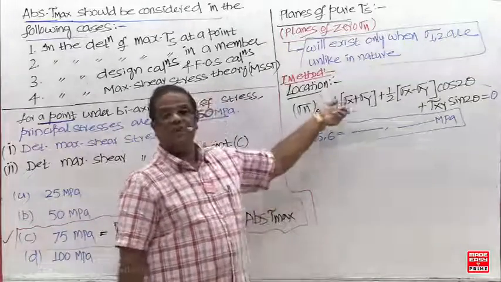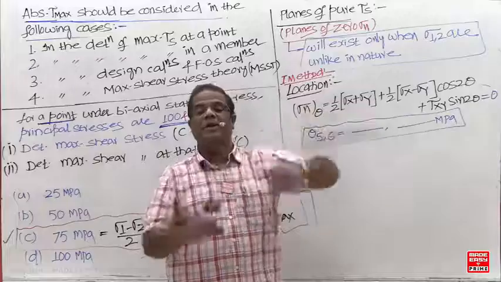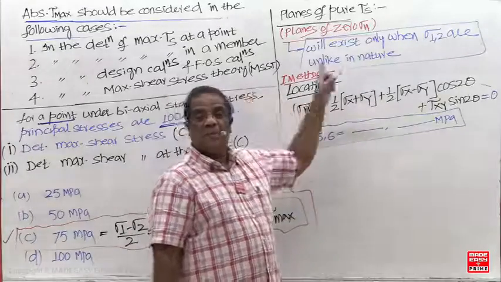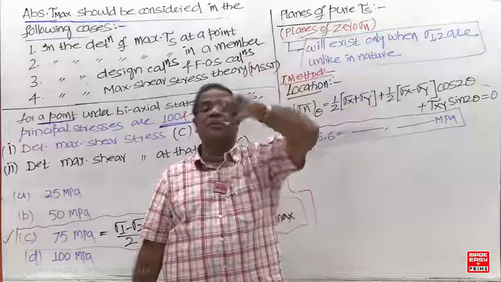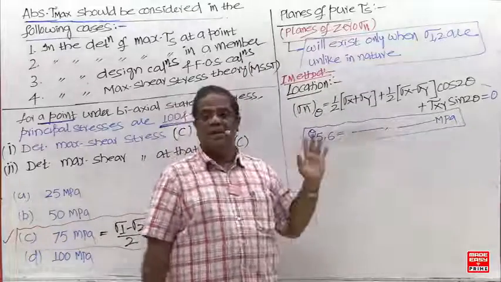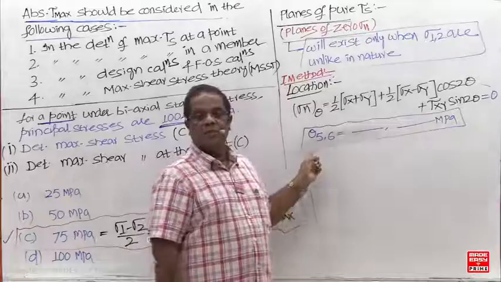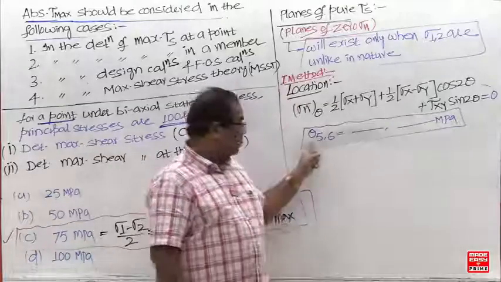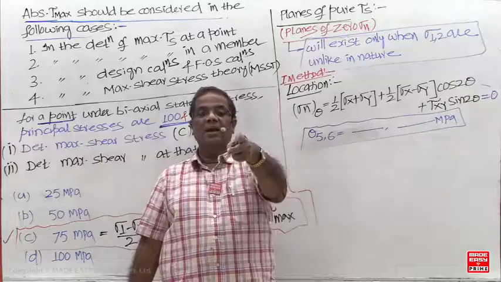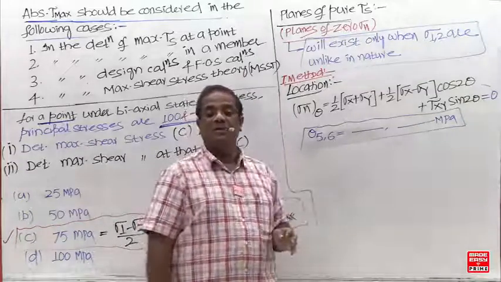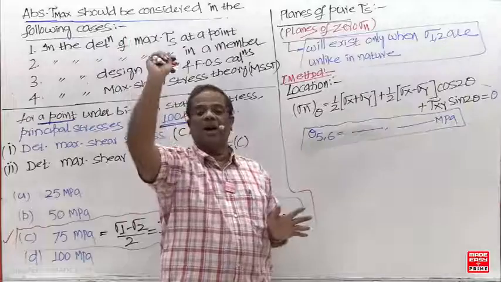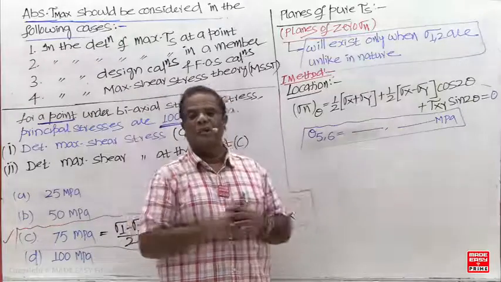And another difference is that the principal planes are always complementary. Tau max planes are always complementary, but these planes are not complementary. These planes are complementary only when sigma x plus sigma y is 0. So the angle between these two is not 90 degrees. These planes are not complementary planes. When sigma x plus sigma y is 0, these planes will coincide with the tau max plane. Tau max planes are already complementary planes.